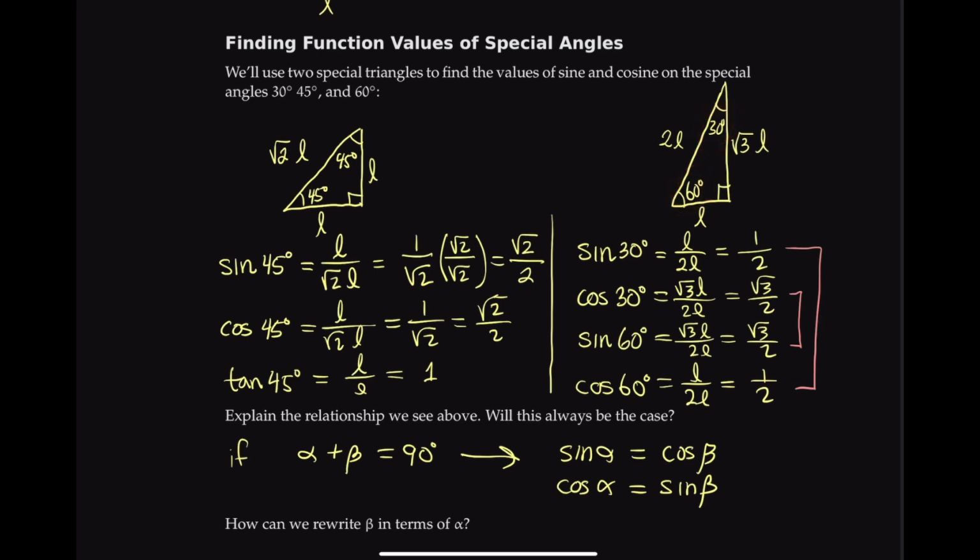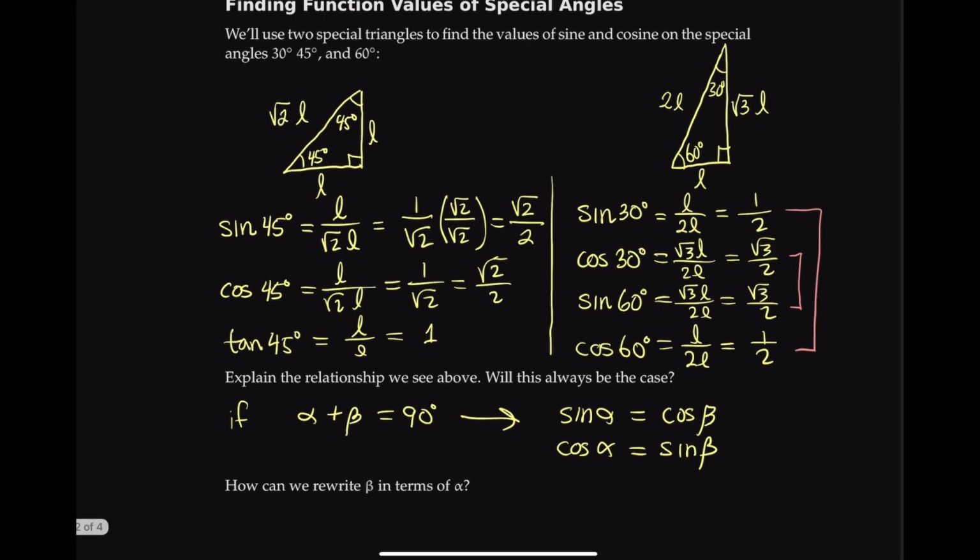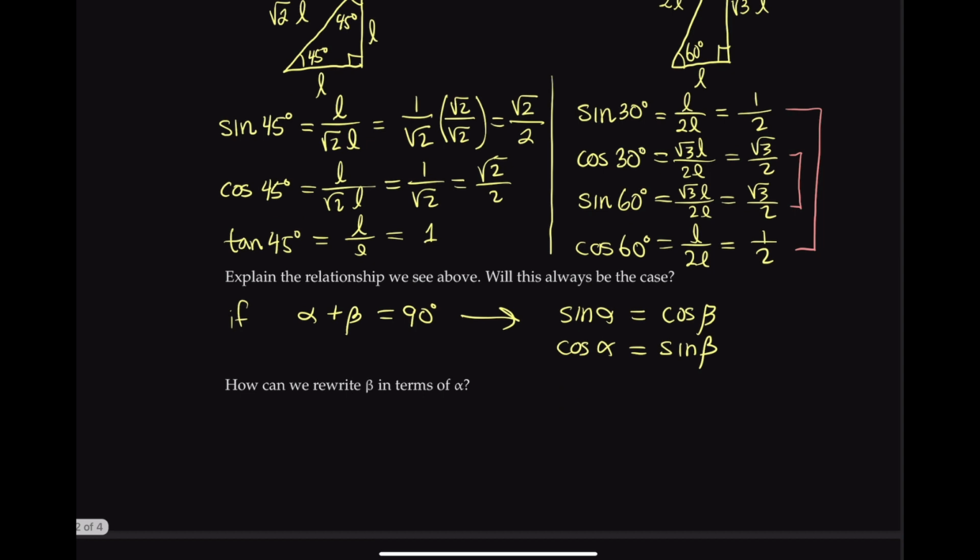So this is a situation that does work in all cases. As long as alpha and beta add up to 90 degrees, the sine of alpha is going to be the cosine of beta, and the cosine of alpha is going to be the sine of beta. And we can rewrite beta in terms of alpha. So beta equals what? Let's just solve for beta here. That would be 90 degrees minus alpha, or in radians, since 90 degrees is pi over 2, beta would be pi over 2 minus alpha.